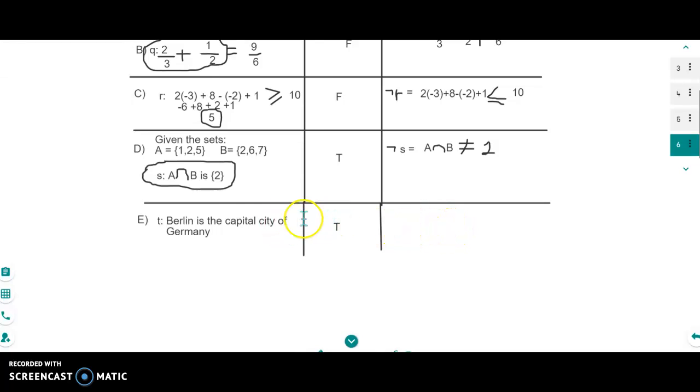And how can we deny this sentence? How can we write the opposite sentence for this? That will be like this. Berlin is not the capital city of Germany, all right? So that will be the opposite with is not, okay? This is the key word for negation, okay? Is not. All right, this is the difference.